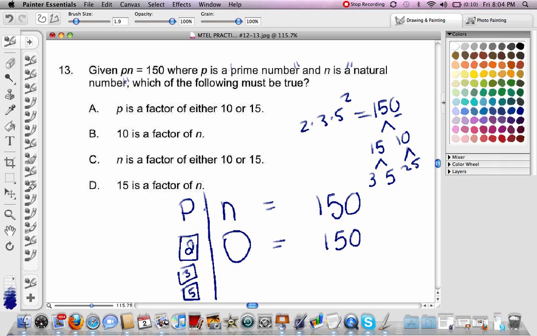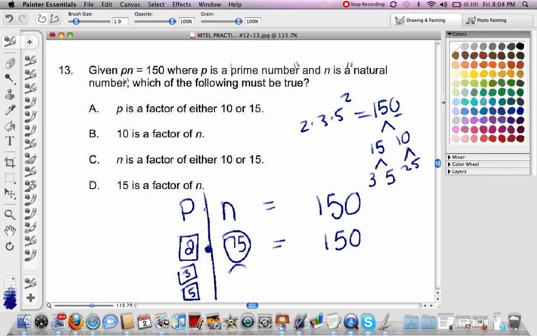Alright, so if P is 2, do you see what I'm doing here? I find the prime factorization of 150. Now I'm working backwards to find what two numbers, when I multiply them together, get 150. So when I found out that 2 is a prime number inside 150, then the natural number must be 75, because 2 times 75 equals 150.